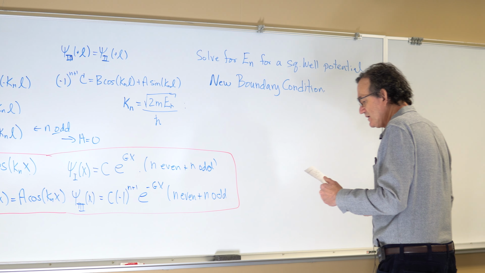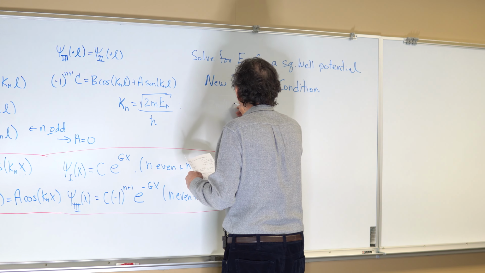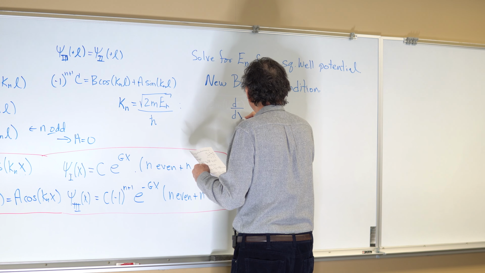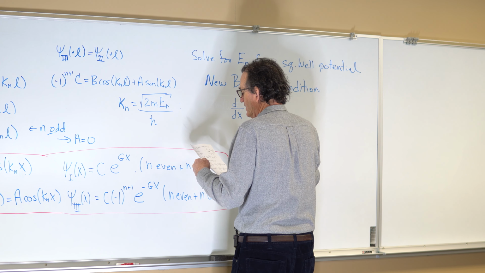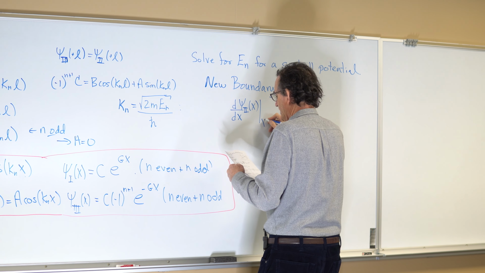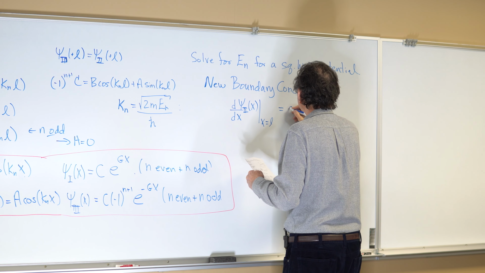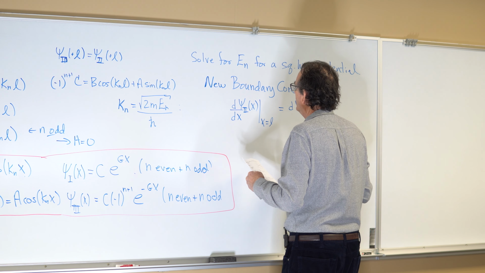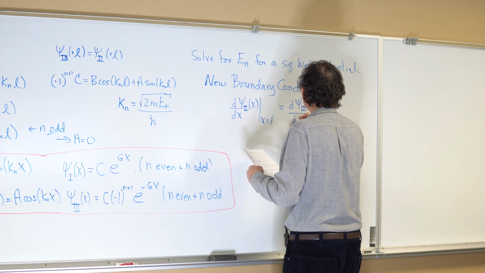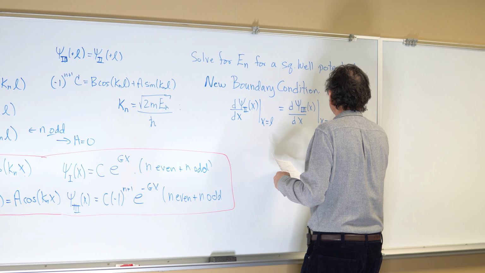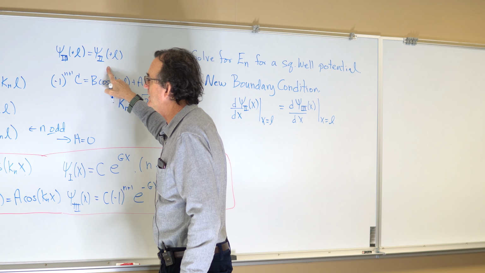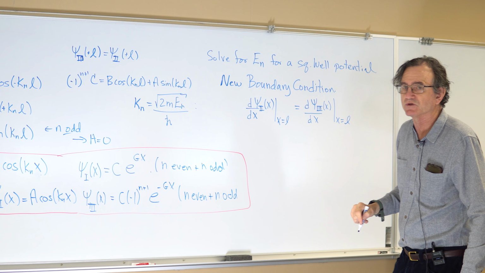There is an additional boundary condition which says that the derivative of the wave function must also be continuous across the boundary. So we're going to have a new boundary condition that the derivative of psi in region 2 with respect to x, evaluated at x equals L, must be equal to the derivative of the wave function in region 3 with respect to x, evaluated at x equals L. That's a condition that not only does the wave function have to be continuous across the boundary, but the derivative has to be continuous across the boundary.